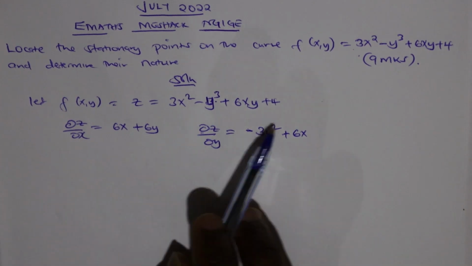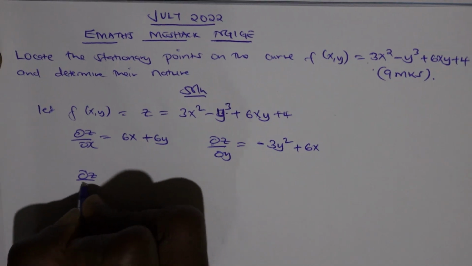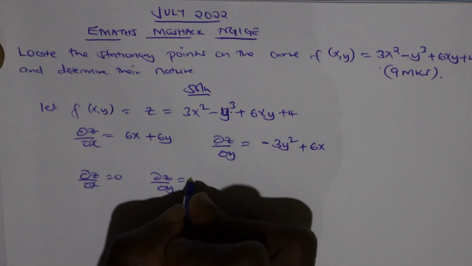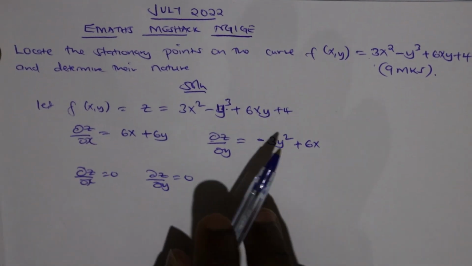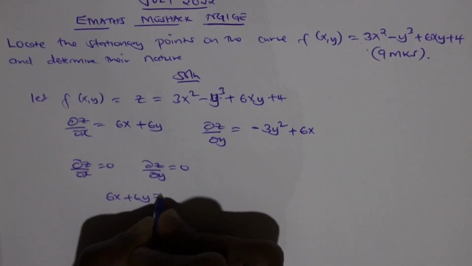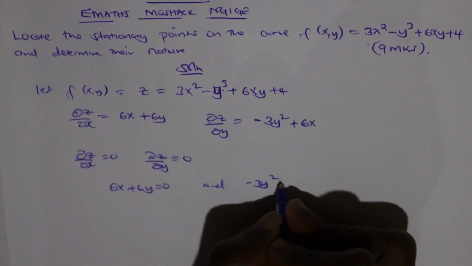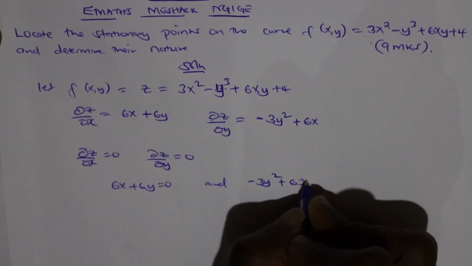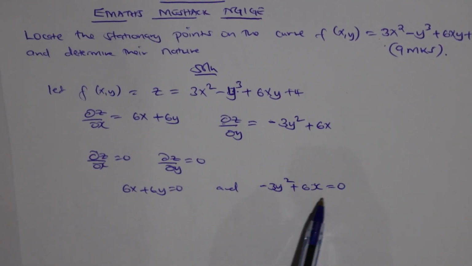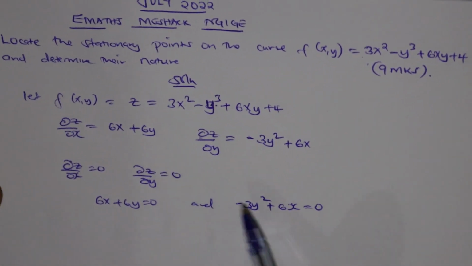Now we let dz/dx and dz/dy be equal to 0. So 6x plus 6y equals 0, and negative 3y squared plus 6x equals 0. Now this is a linear function, but this is not a linear function. So by the end of the day, we'll have to find a way of solving the two equations.